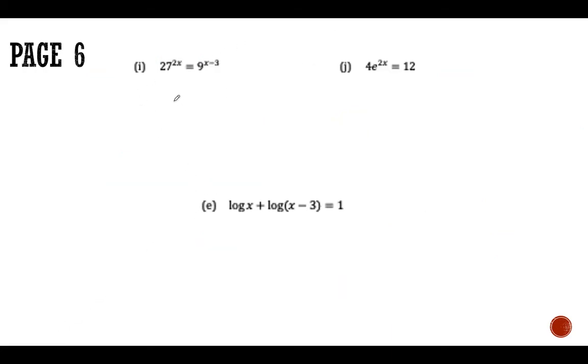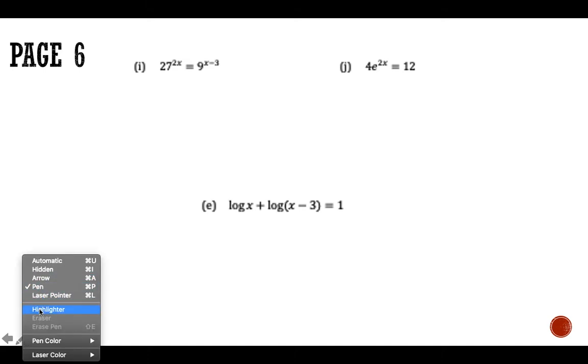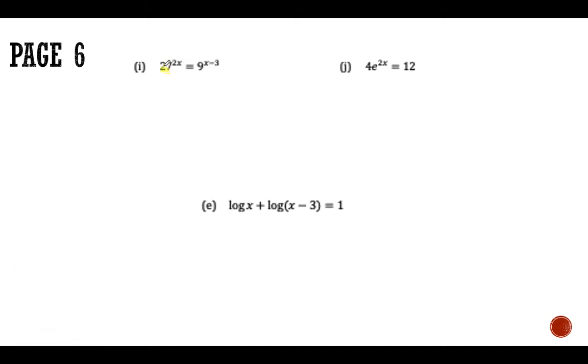Alright, the next ones I grouped together are exponents and logs. These ones would be without your calculator. So if I don't have a calculator, that means these numbers can all be written in the same base, right? So if I have 27 and 9, that better ring some bells for you.